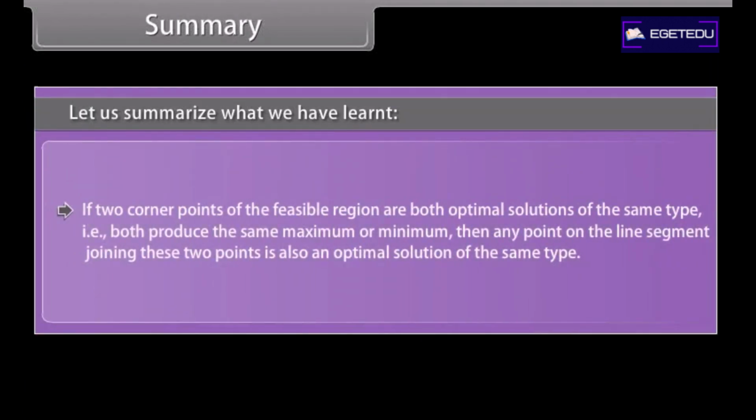If two corner points of the feasible region are both optimal solutions of the same type, that is, both produce the same maximum or minimum, then any point on the line segment joining these two points is also an optimal solution of the same type.